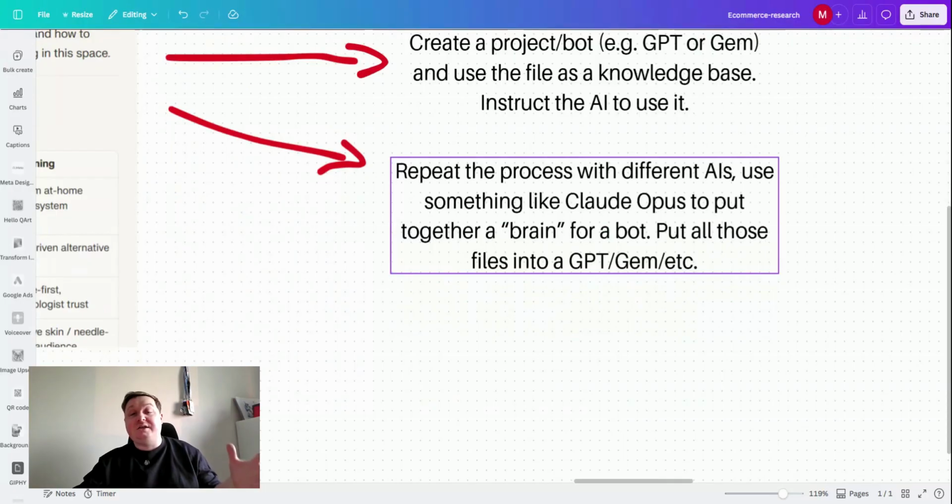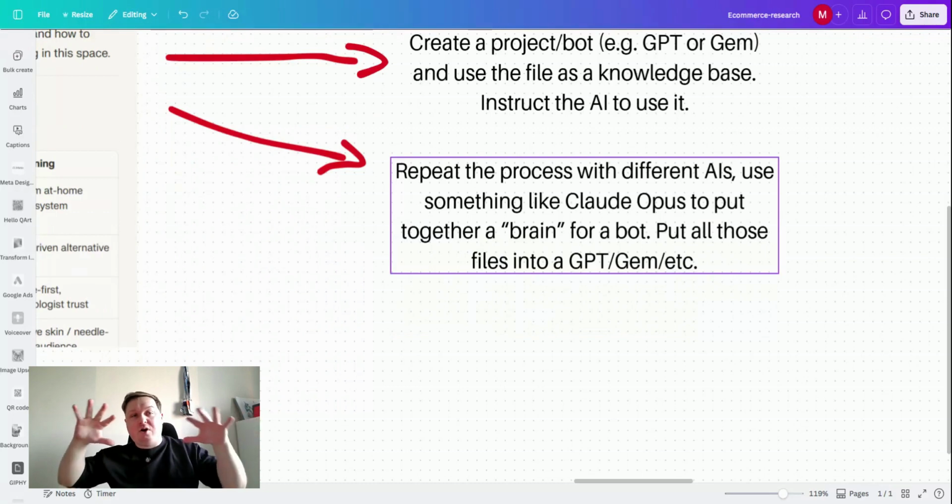It's the process of putting together kind of a brain, if you will, by collecting data through different AIs. So you kind of repeat the process with different AIs: Claude, Gemini, ChatGPT, Perplexity, Manus. You take all these different AIs and you run the same prompts through them with their research features. And then you have all these different files and use something like Claude Opus because, from my experience, it's one of the best ones to create files like this. Although it is pretty expensive, it's fantastic at doing this.